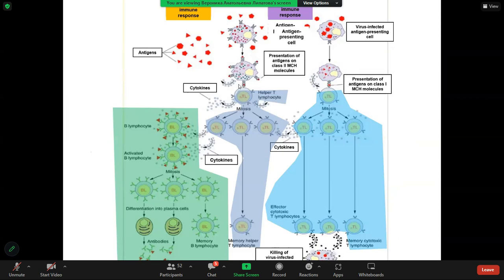After this, the cell starts differentiation and proliferation and activates the differentiation and proliferation of B lymphocyte and differentiation of B lymphocytes into plasma cells that produce lots of antibodies, and as well memory cell.